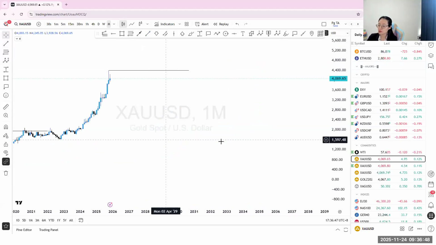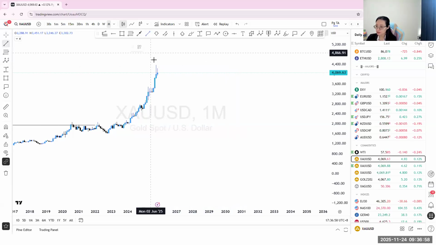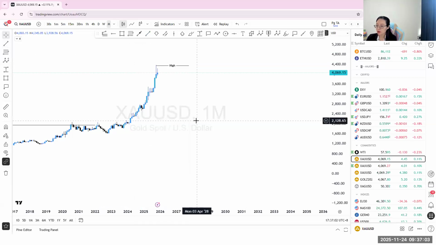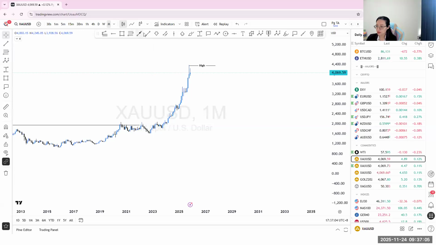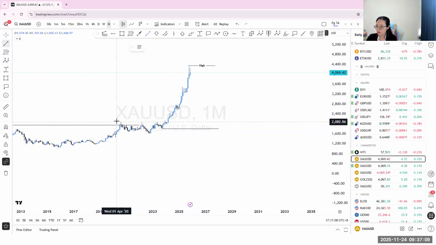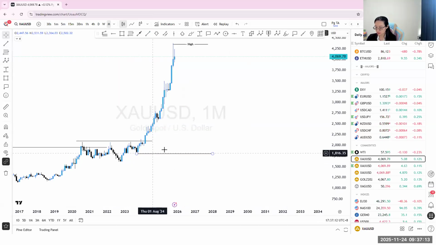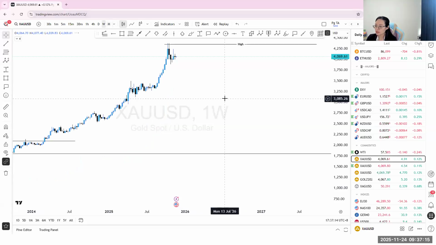Of course, we're not going to buy everywhere. We're going to buy when the price pulls back. So right now on the monthly, this is a high. So where is the low? I will pick this as my low, because price has broken this resistance level on the monthly right here. Now we go to the weekly.